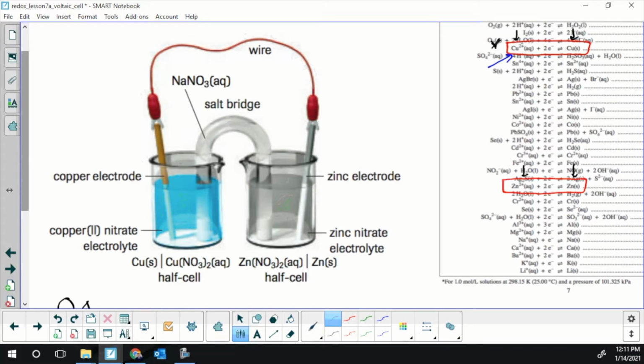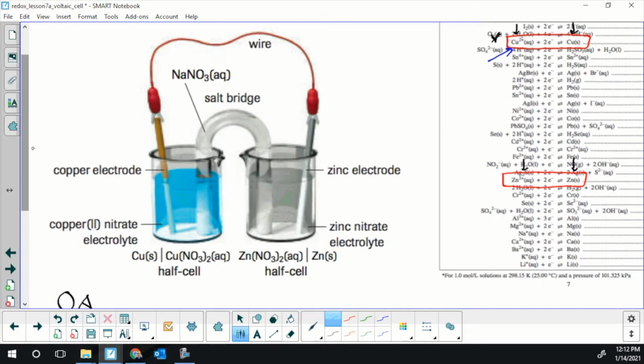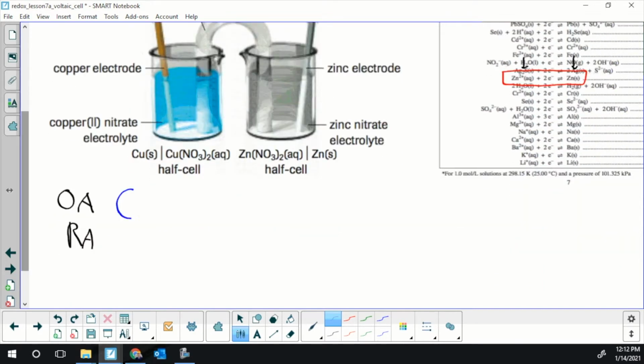So I'm going to write out that half reaction, and then we'll go back to the previous slide and figure out, is the OA next to the cathode or the anode? Our oxidizing agent is going to be copper 2+. That's going to gain 2 electrons and make more copper neutral metal.